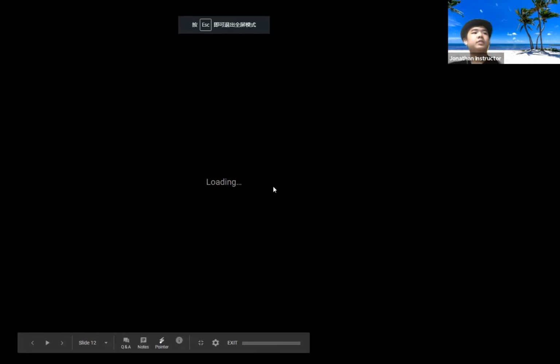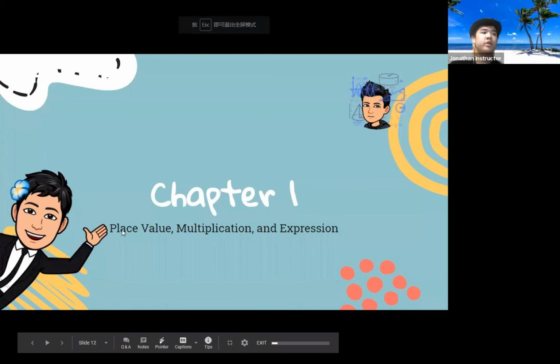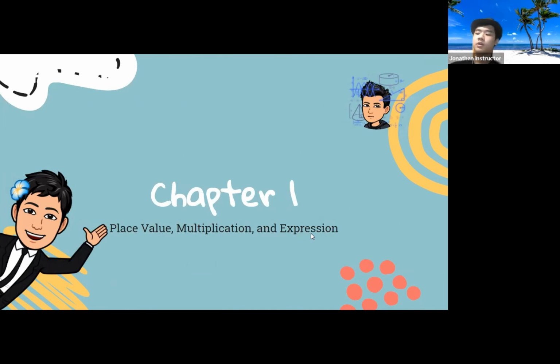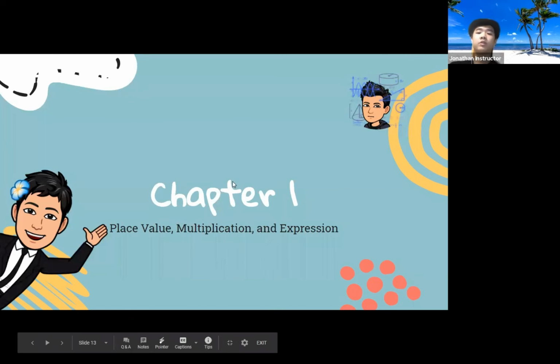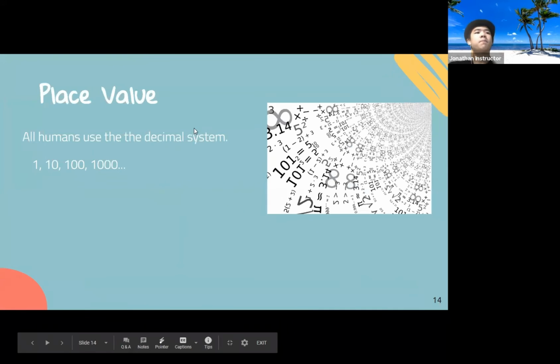All right. Chapter 1. So we are going to be learning in chapter 1 place value, multiplication, and expression. So I'm sure you guys already know what this is. Chapter 1 in math is usually like a small review of last year. So hopefully you will know how to do this. If not, I'll explain.